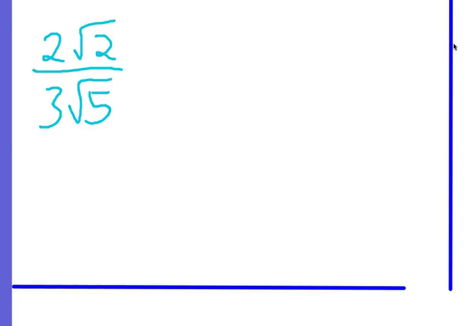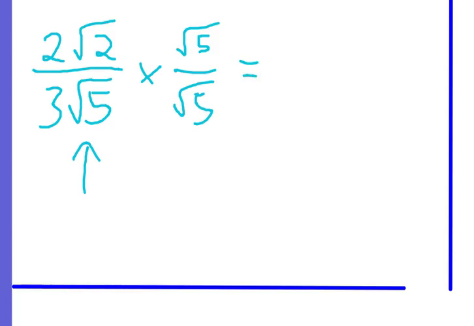Here's a trickier one. There's nothing that can divide evenly, but this might be what you get after you've simplified a fraction. We've got a denominator which is a surd. We need to rationalize the denominator. How do I do that? I just want to get rid of the surd part of this, so I'm going to multiply it by a 1 that looks like this, root 5 on root 5.